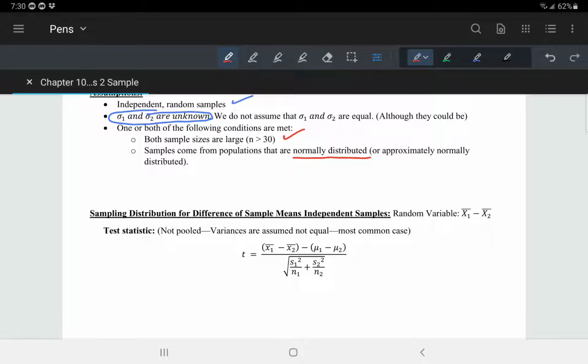Okay, so again, we have the difference of the random variables for the averages, the difference of sample means. If we don't pool the data, that means the variances are assumed to be not equal. This is the most common case. Then we can use this test statistic. This will be the observed. Again, as all test statistics are, this is the expected. And then this will be our standard error.